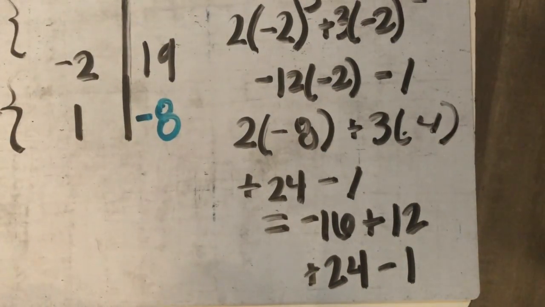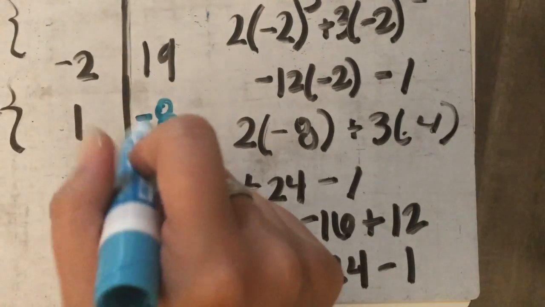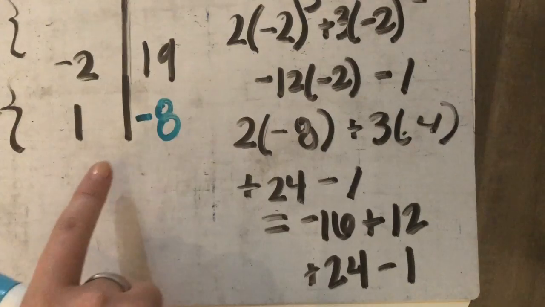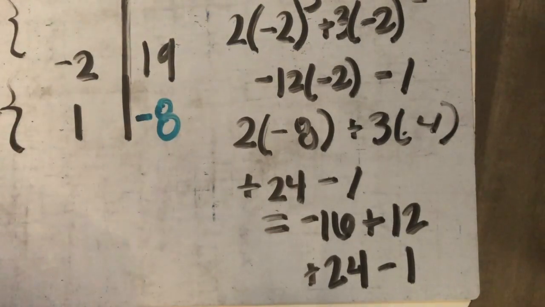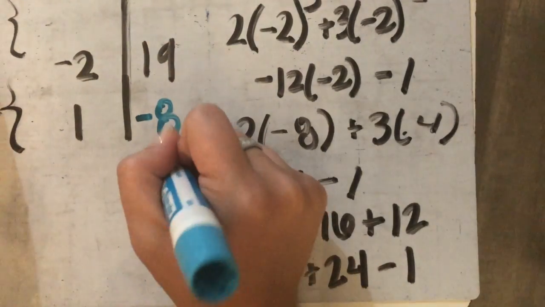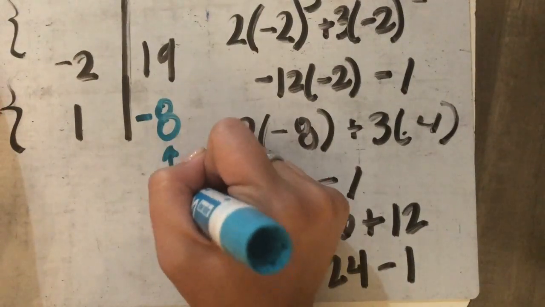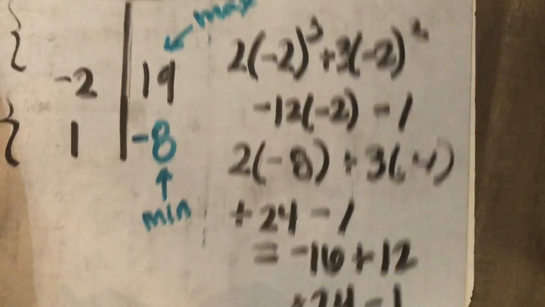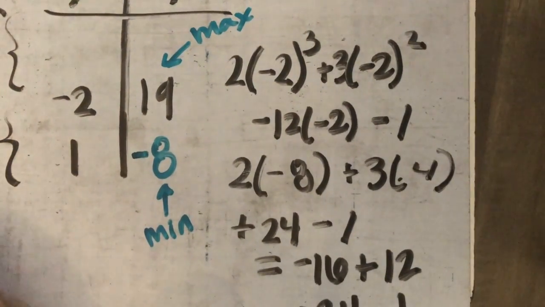So now, those are our only options because again, we didn't have endpoints. So we're going to think about which one is the minimum, which one's the maximum. Pretty obvious in this case that this -8 would be my minimum and that 19 would be my maximum.